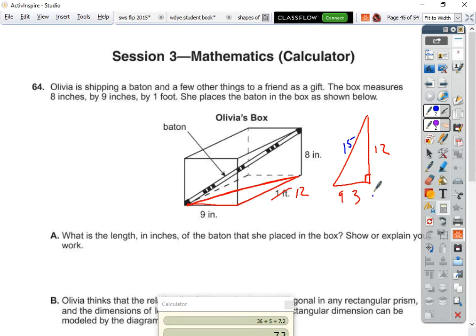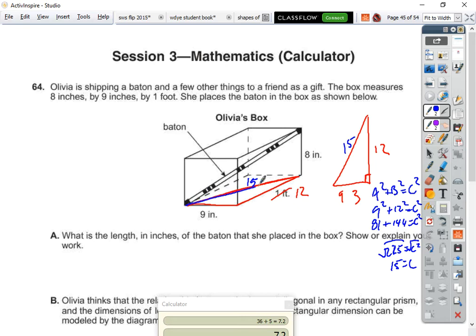Now I could have also said a squared plus b squared is equal to c squared. So 9 squared plus 12 squared is equal to c squared. So we get 81 plus 144 is equal to c squared, so we get 225, is equal to c squared, square root, we get 15 is equal to c. But if you can recognize the 3, 4, 5 triangle, you're going to be better off. So we know that this is 15.